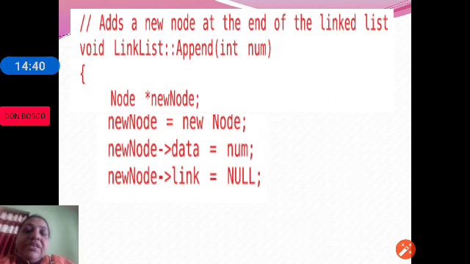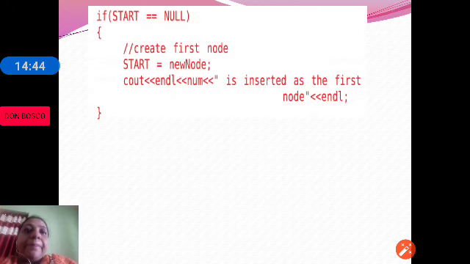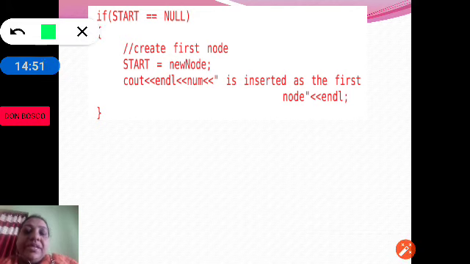Like this, first we will create the node. Next, if start is equal to null, so start null means empty list, the new node will be the first node. So we will attach the new node to the start by making the new node the first node.